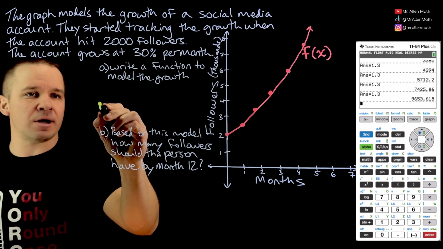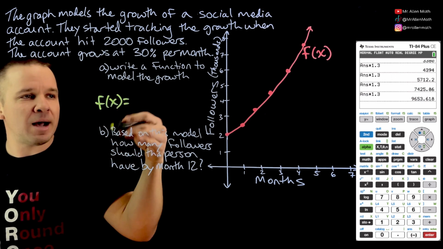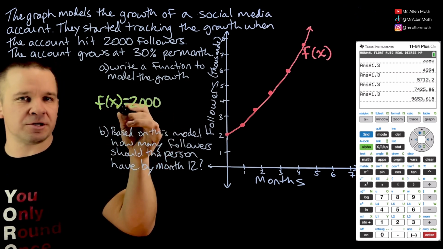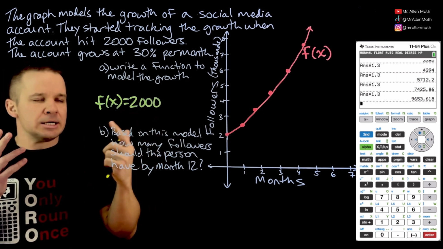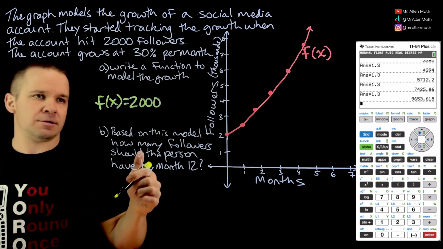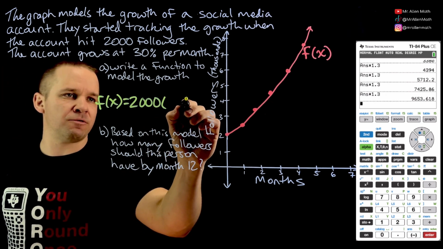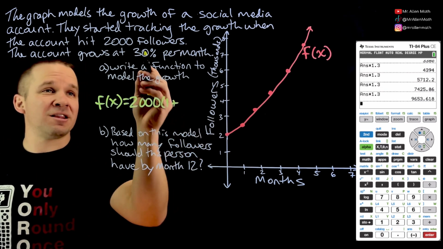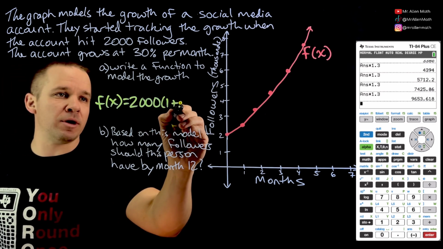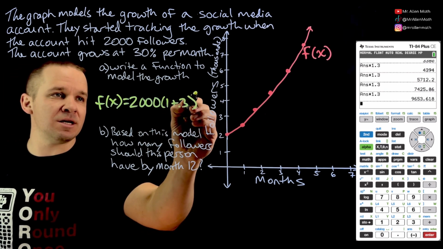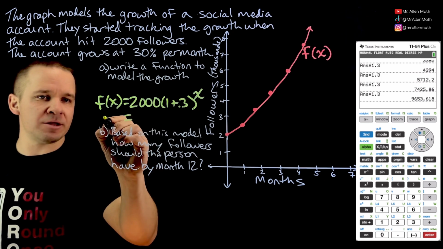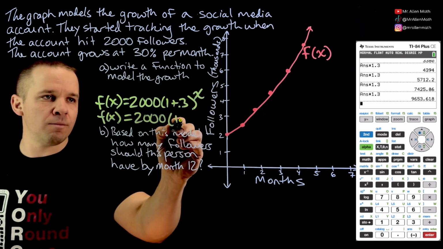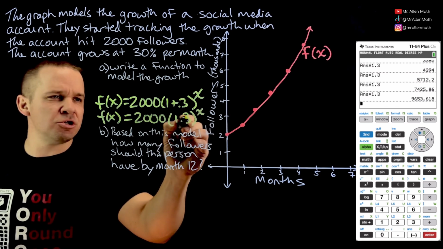So we got f of x right here. My initial amount, my y-intercept, this number's not always the y-intercept, but it's a good starting point with these application ones. The initial amount here is 2,000. Now, my base of this exponential function, what's that going to be? Because it's growth, we're going to do 1 plus that 30% as a decimal, so 0.3, and we'll raise it to the x. So let me just rewrite this real quick. F of x equals 2,000 times 1.3 raised to the x. You could just get that right off the bat.